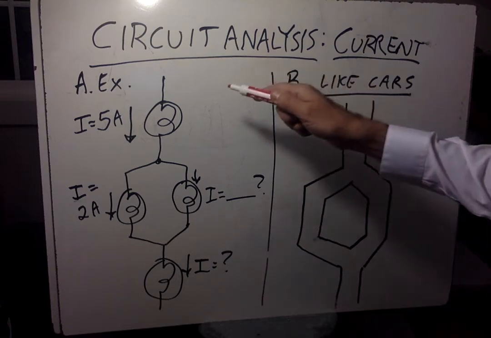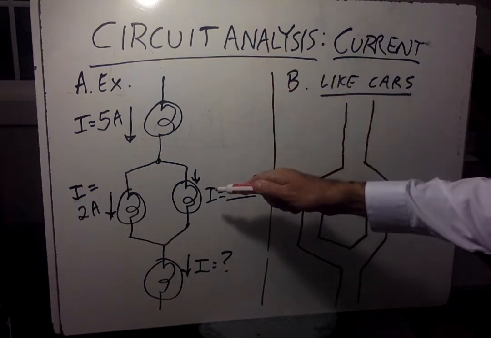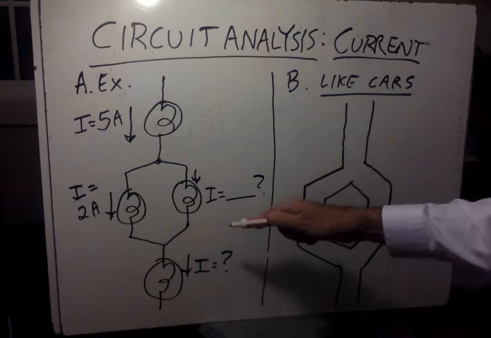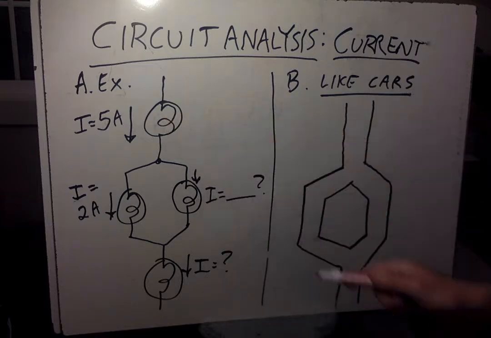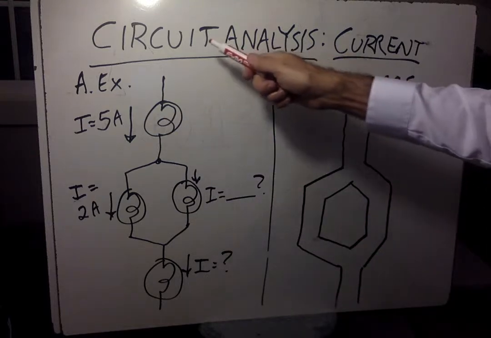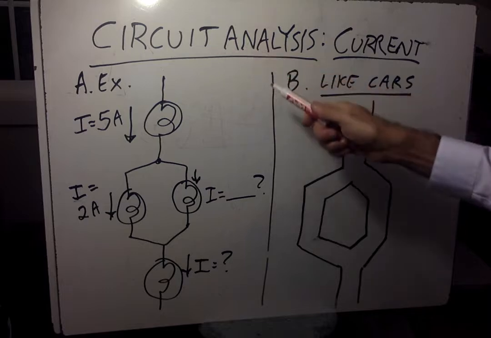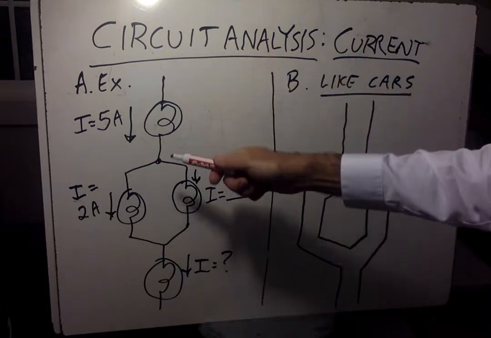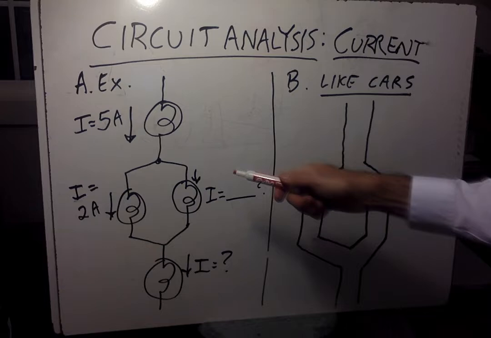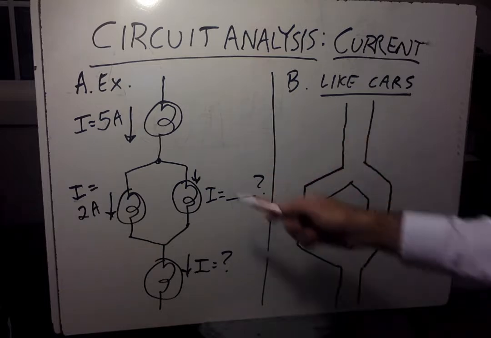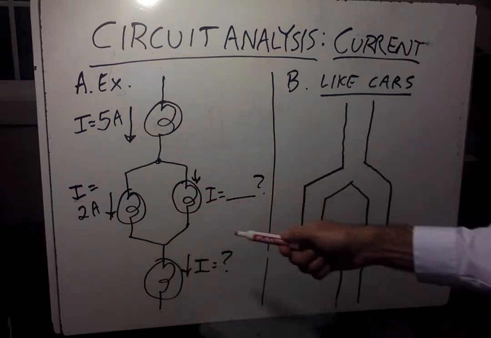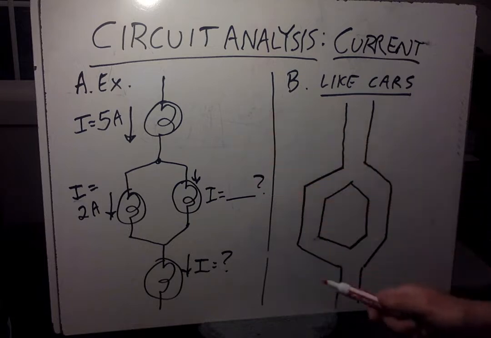In this video, I'll show you how to predict what the current will be in certain branches of a circuit if you know the current in other branches. And this is the beginning of circuit analysis, the ability to tell what current and voltage and resistance will be in a circuit without actually building the circuit. So here's an example to start with on the left, and from the example, we'll build up to a law.